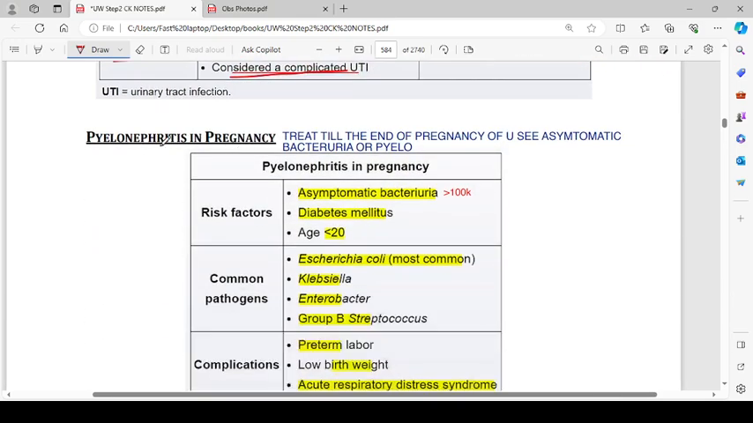Okay. Then pyelonephritis in pregnancy. Treat till the end of pregnancy.